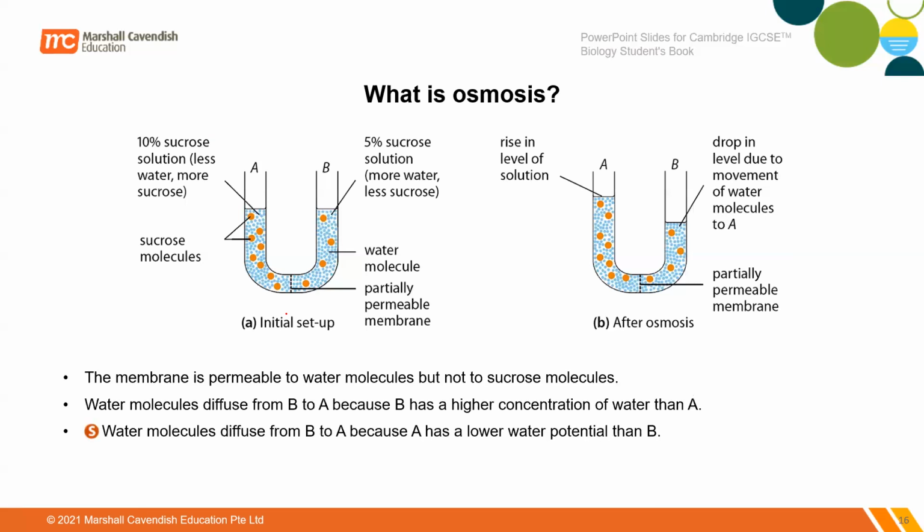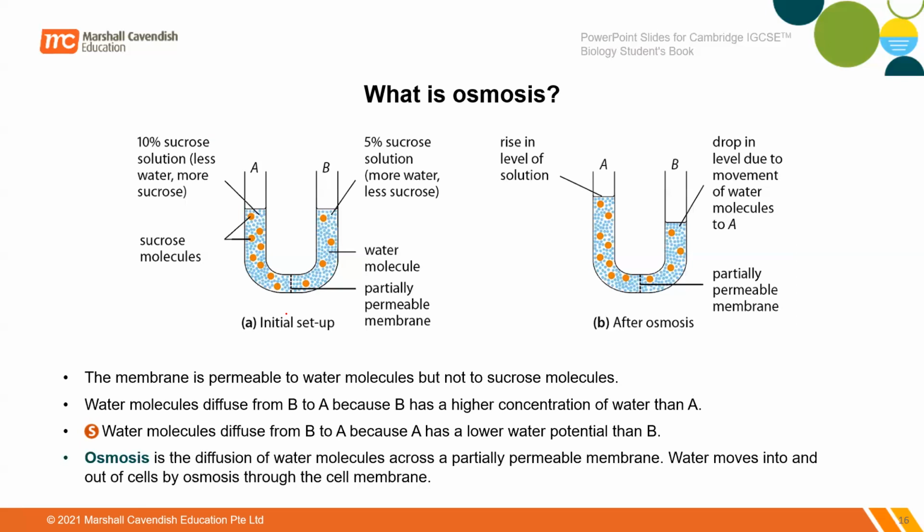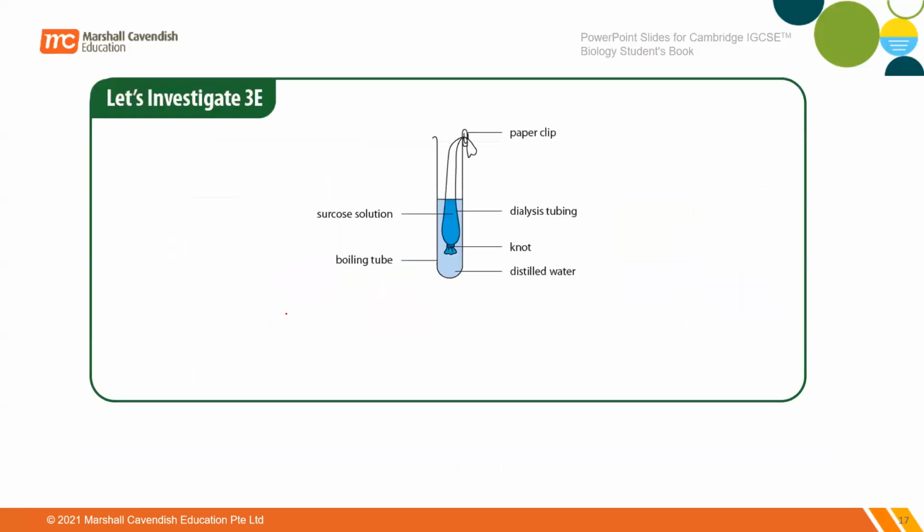Okay, so to cut it short, water molecules diffuse from test tube B or side B to side A because A has a lower water potential than B. So the definition, as we said now several times, is the diffusion or the net movement of water. If you did not write water, I'm sorry, you will lose the mark. Across a partially permeable membrane.